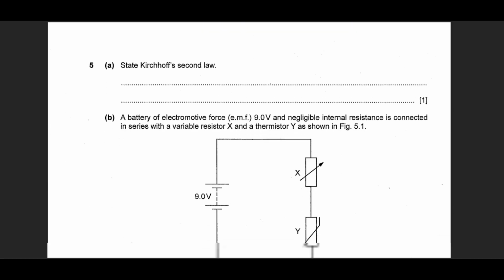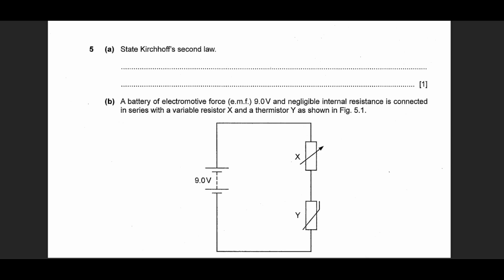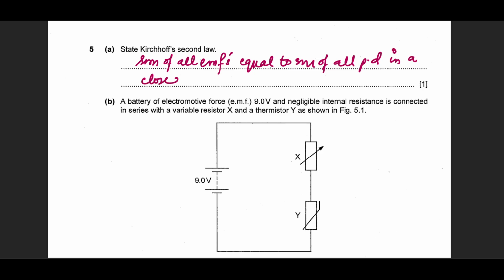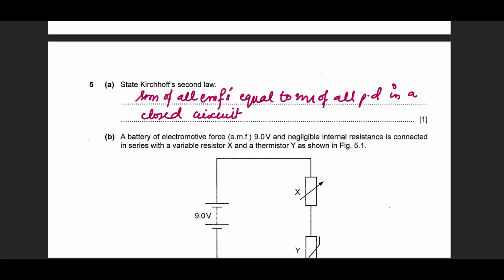Then we have question number 5. It says state Kirchhoff's second law. This is based on energy, right? So the sum of all EMFs is equal to the sum of all potential differences in a closed loop, or a closed circuit. Basically, this is an energy conservation principle.